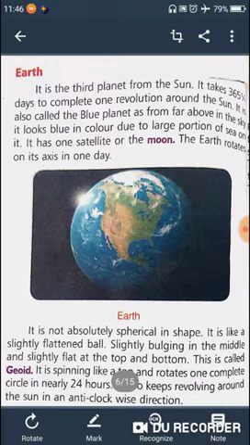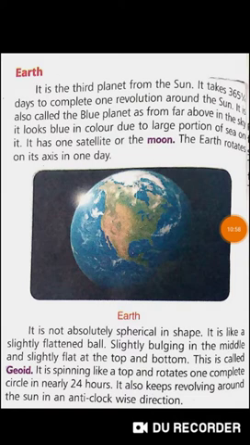However, Earth's shape is considered spherical, but it is like a slightly flattened ball, slightly bulging in the middle and slightly flat at the top and the bottom. That's why the shape of the Earth is known as geoid. Geoid means what? It's not completely spherical. It's a little bulging type, and it's a little flattened at the top as well as at the bottom. It takes about 24 hours to rotate around its own axis. It also keeps revolving around the sun in an anti-clockwise direction.